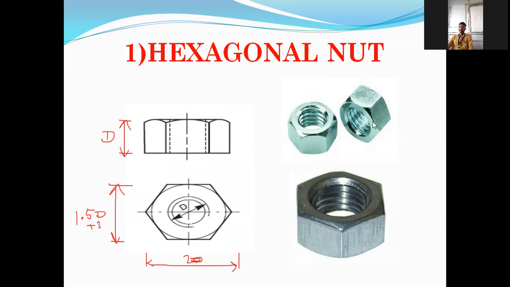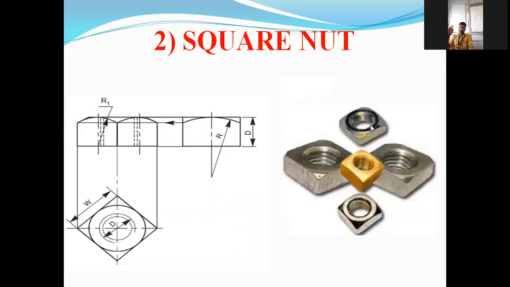Then after this, the square nut. So what is the basic difference between hexagonal and square? Periphery is bounded by a hexagon, or periphery is bounded by a square. Remaining terms are the same. Height is equal to major diameter. Width across flat is equal to 1.5 d plus 3. It is standard. And width across corner is equal to 2d. So that is square nut, but the basic difference is only the periphery.